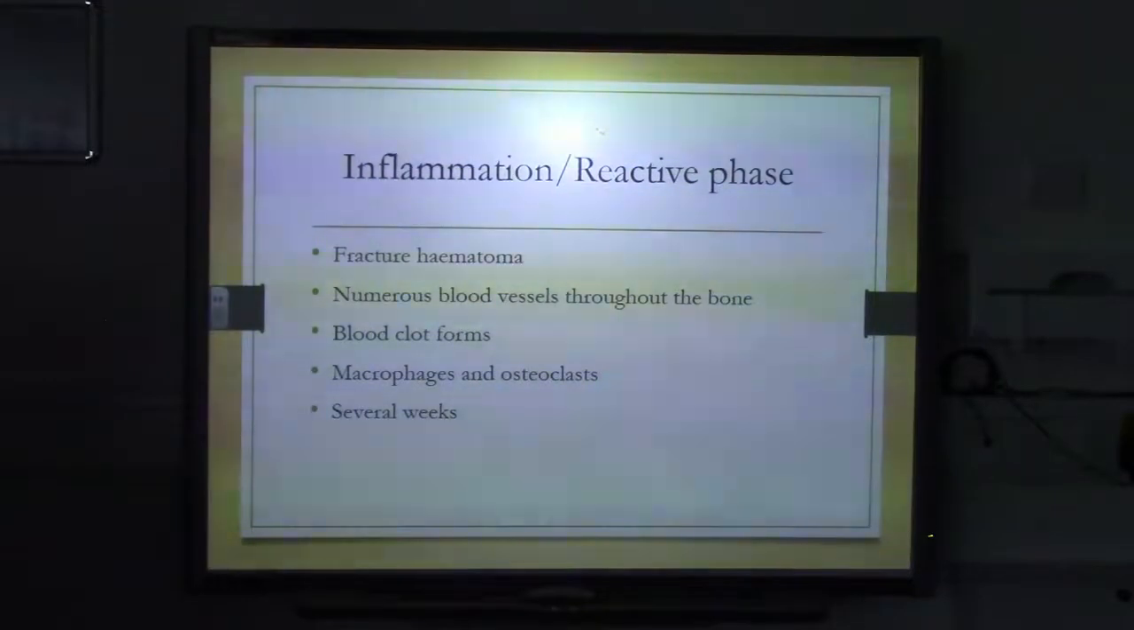So we have a blood clot formation, and due to those dead cells, if we think of the wound healing as well, we have our macrophages and, in the case of bone, osteoclasts, which are needed to remove devitalised tissue and cells which are dead around the area of injury. And this process can last several weeks. In line with inflammation as well, we also have the cardinal signs of inflammation, so our redness, pain and swelling at this injury site.